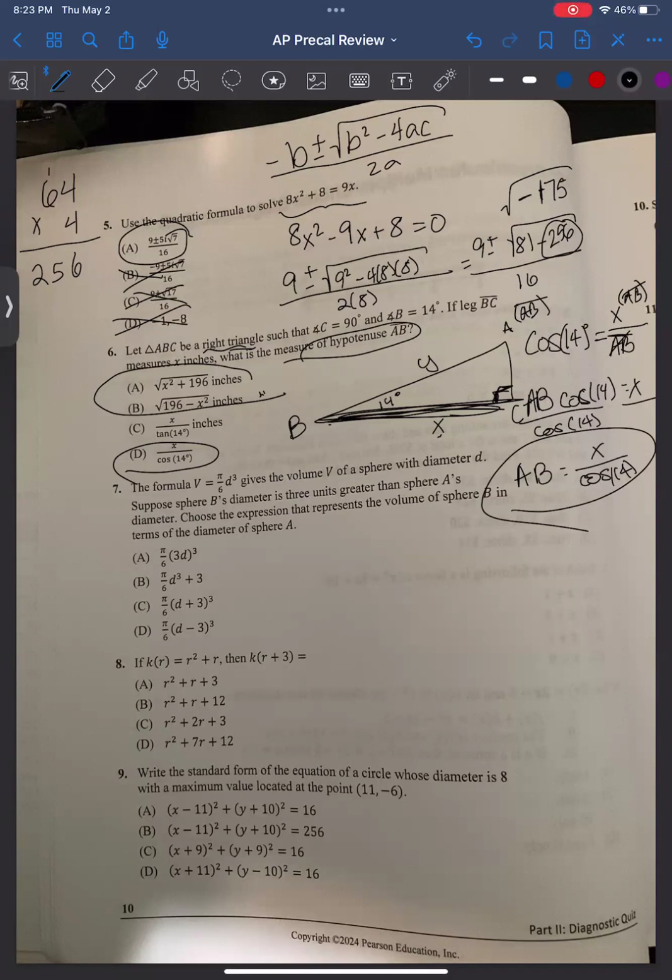I have a question. Yes, Isa. So how did you know that you put the cosine and then 14 in parentheses? How did you know it was the cosine? Because of what they gave me.